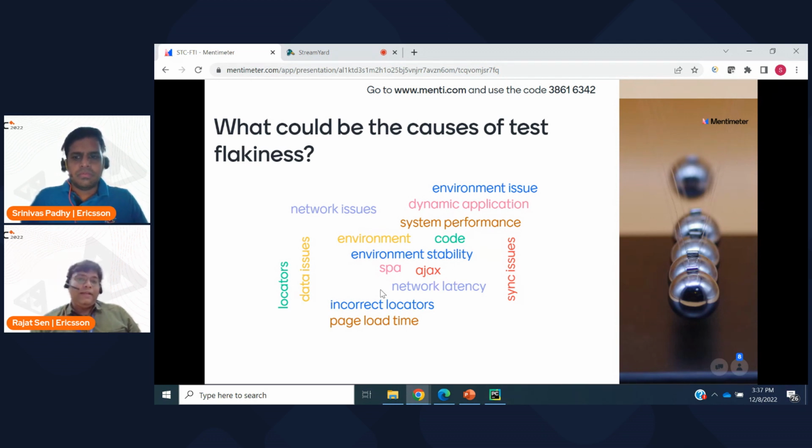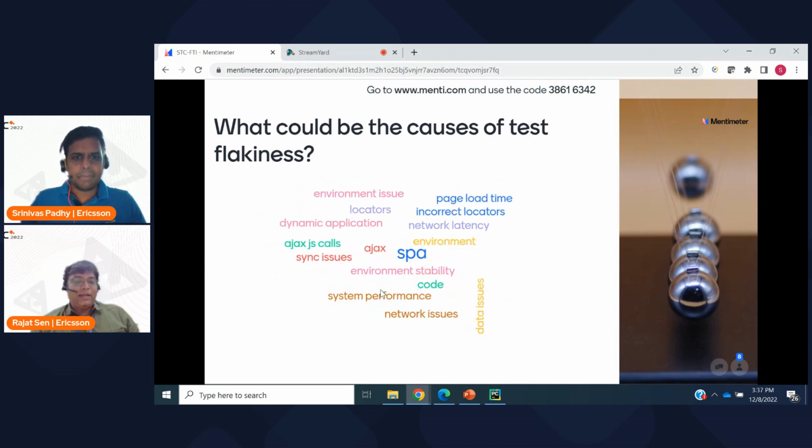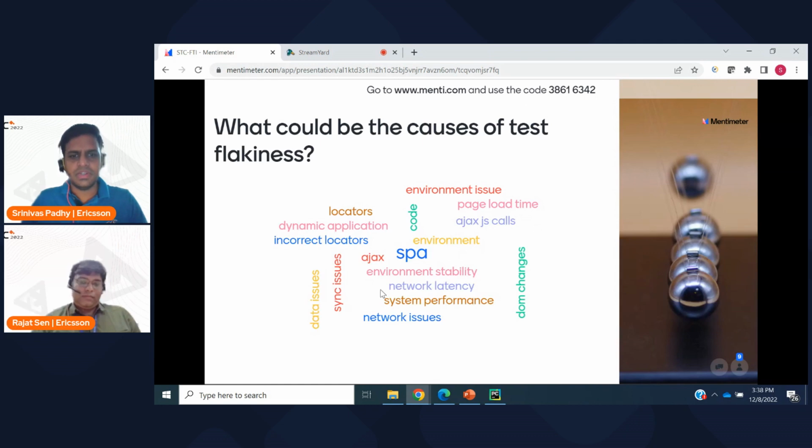And by looking at the Mentimeter results, Srinivas, I think the participants are on the correct track. The answers that we are getting are correctly pointing out the causes of the flakiness that people encounter in their projects. Absolutely, these were the cases which cause the flakiness. Environment issues, locators, flawed locator strategy, dynamic application, Ajax JS calls, very right. Synchronization issues, DOM changes, code, environment, SPA, single page applications have their own problems, network latency, system performance.